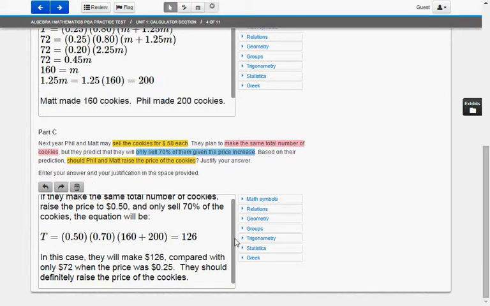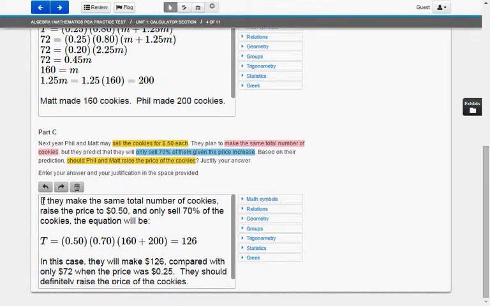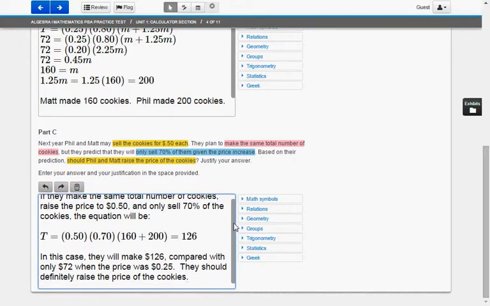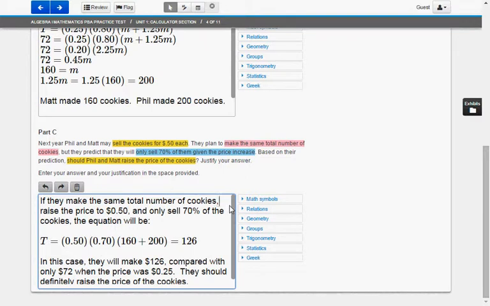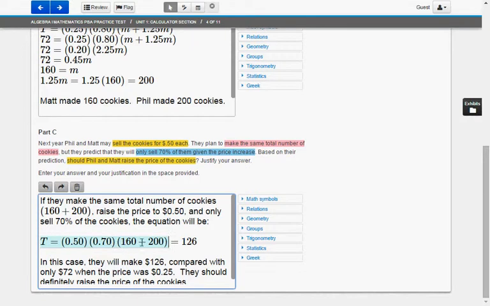So the explanation that I have here is this. I explained that if they make the same total number of cookies, which would be 160 plus 200, and if they raise the price to 50 cents and only sell 70% of the cookies, then the equation becomes this: 50 cents times 70% times 160 plus 200, which is a total of 126 for the total money earned. In this case, they're making $126.